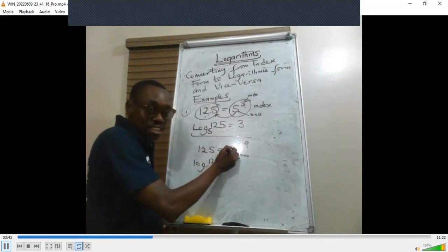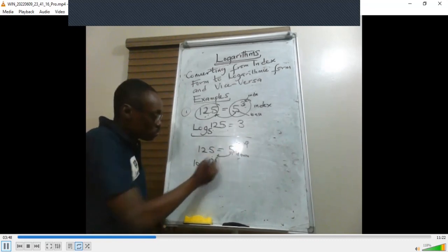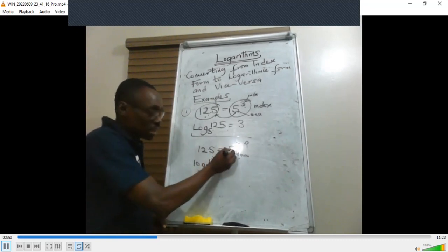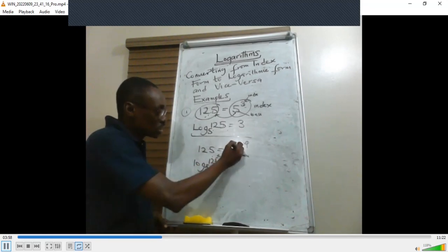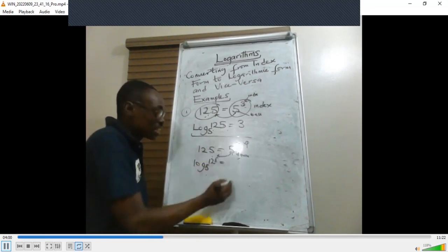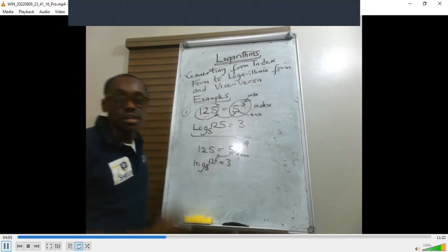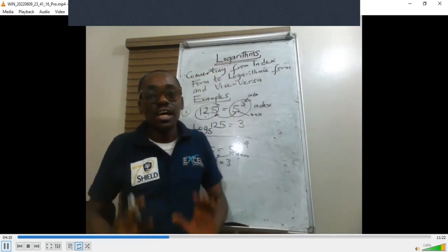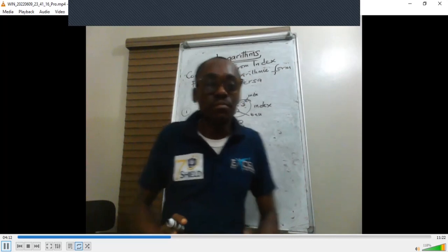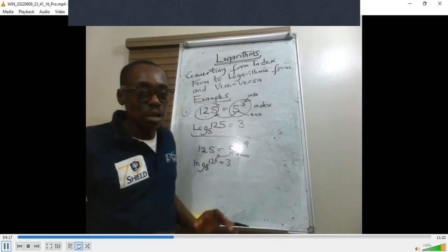So 5 is the base in the index form. It's still going to become the base in the logarithmic form. So you put the 5 here, which is the base in the index form, and it becomes the base in the logarithmic form. Then this 3 will drop down and replace where the 5 is standing. So you have log 125 to base 5 equals 3. That is just the answer in this example. I'm going to do one more example and give you some exercises to try.